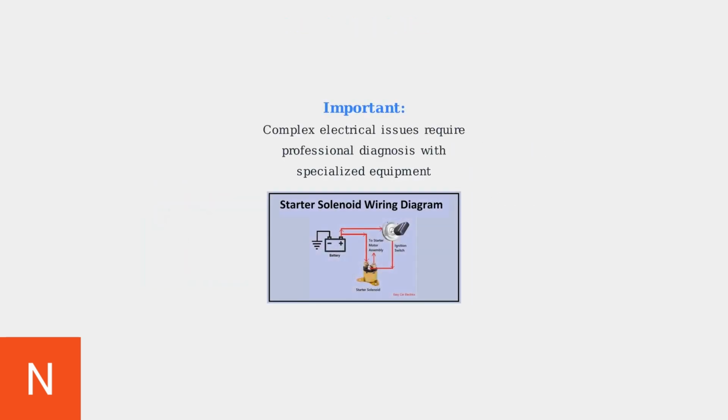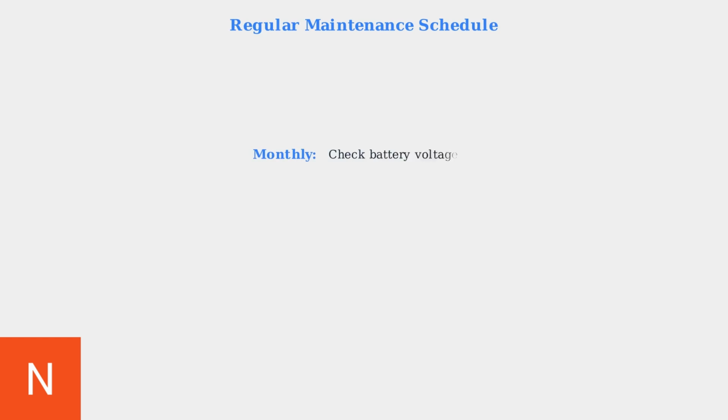Remember, complex electrical issues often require professional diagnosis. Modern vehicles have sophisticated electrical systems that need specialized equipment to diagnose properly. Regular maintenance prevents most electrical problems. Check your battery voltage monthly, clean terminals every 6 months, and have your charging system tested annually.